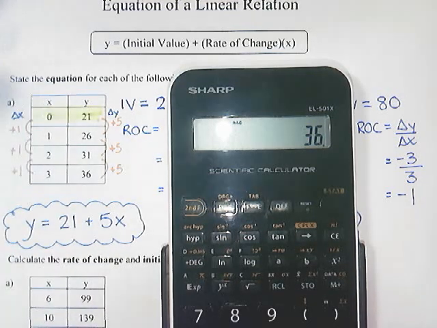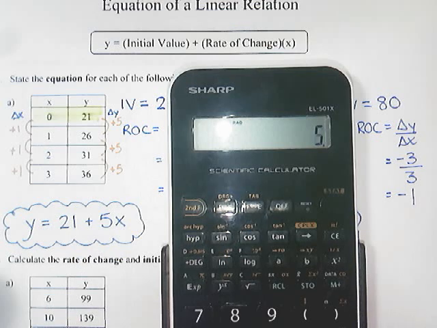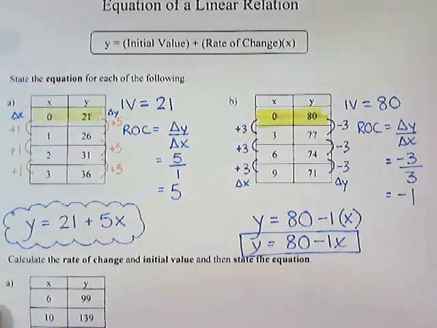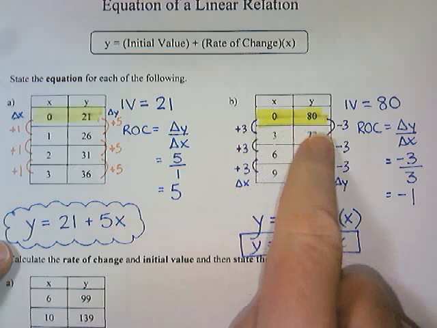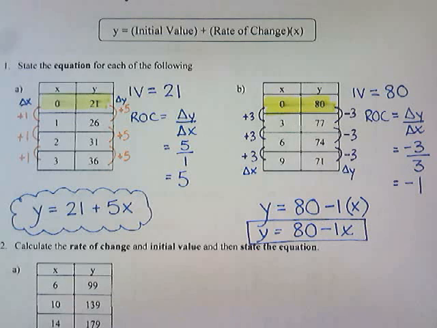Now that was in my table. What if I wanted to find term 100, right? All I'd have to do is put 100 in for x, so 5 times 100, and then add 21, and I would get my value of 521, right? So equations are really good because it allows you to calculate any value you want in the table without having to fill in the table with hundreds and hundreds of rows. Okay, so I will see you in the next video to try question number 2.